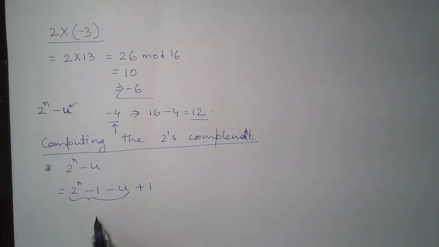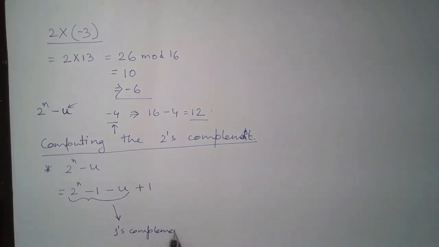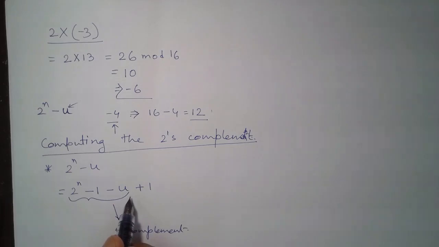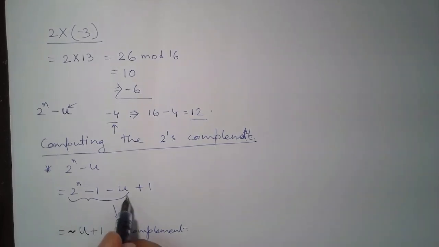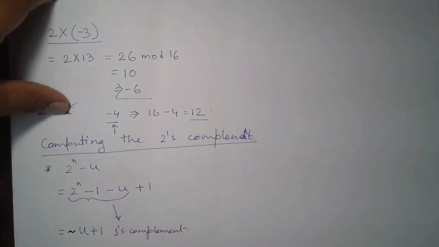This is nothing but the 1's complement representation. Whenever I have an n bit number, if I just flip all the bits, I am doing this operation only. So, this is our 1's complement representation, which is nothing but flipping all the bits or complementing all the bits. And if I just flip all the bits and add 1, that should give me my 2's complement representation.